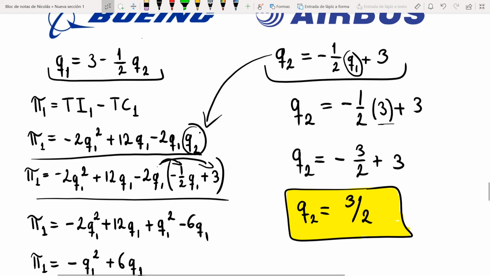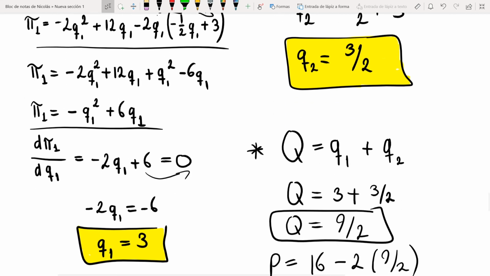So we know that this is the quantity 2 in Stackelberg's model. We also know that in our example, this stands for 150 airplanes. So in this case, Boeing will be producing 300 airplanes and Airbus will be producing 150 airplanes.